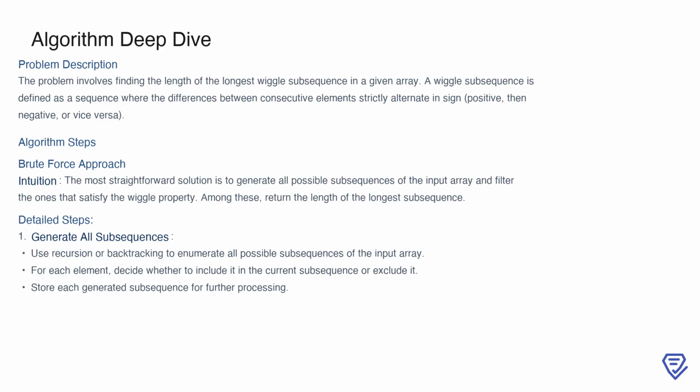The first step in this approach is to generate all possible subsequences. This can be achieved using recursion or backtracking, where for each array element, we decide whether to include it in the current subsequence or exclude it. Once all possible subsequences are generated, they are stored for further analysis. While this approach is straightforward, it lays the foundation for understanding the problem better before moving to optimized methods.